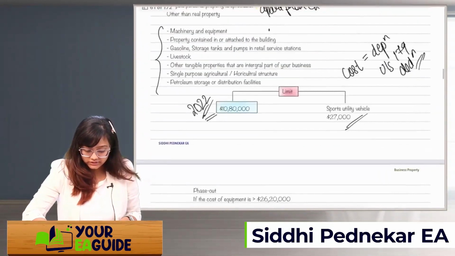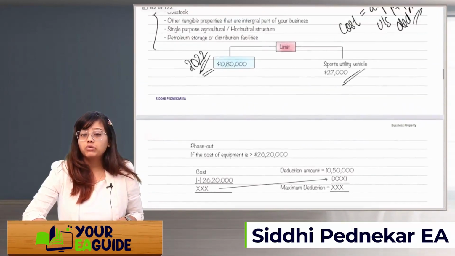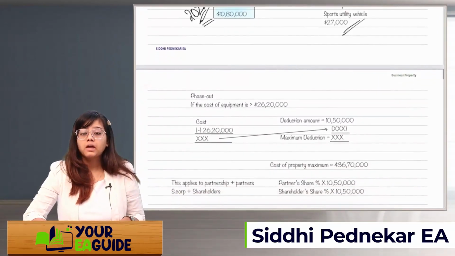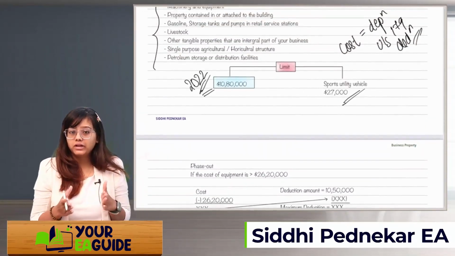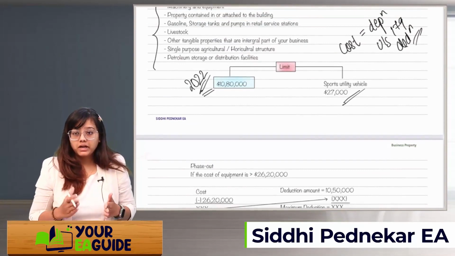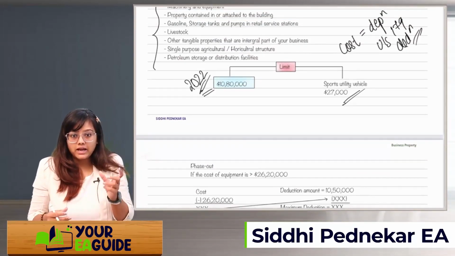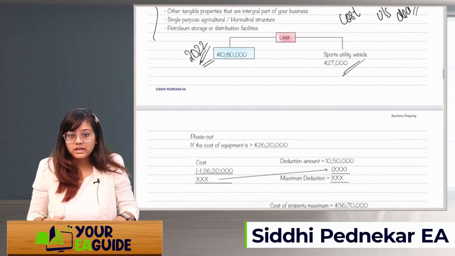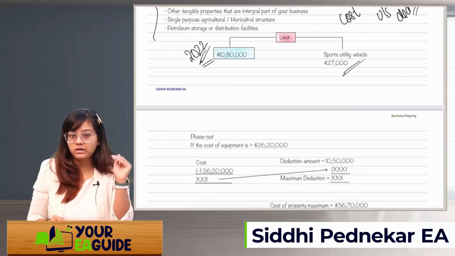So this 10 lakh 80 will phase out if the cost of your equipment is over and above 26 lakh 20,000. How will the phase out be done? Phase out means what? There is a limit, right? You can get a deduction of 10 lakh 80. But if the cost of the asset is very high, over and above 26 lakh 20,000, then this 10 lakh 80,000 will get limited to a certain amount. How will it be calculated?